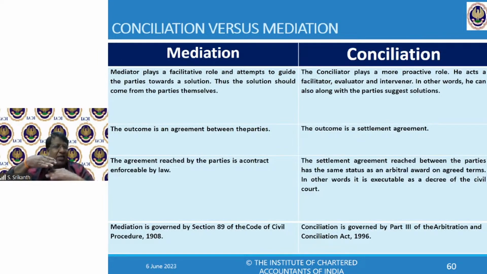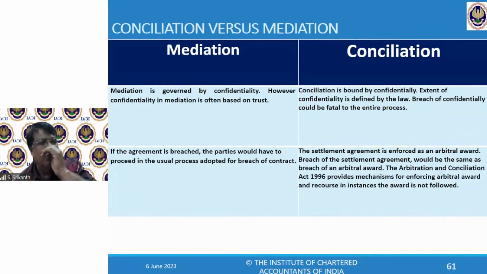Because at the end of mediation, you have only got an agreement. Whereas here you got an agreement which is like an award. It's an agreed award. Mediation is governed by Section 18 of the Code of Civil Procedure. Here it's Part 3 and all that you know. Mediation is governed by confidentiality. However, confidentiality in mediation is often based on trust. I told you, a trusted auditor, a trusted advocate becomes the mediator.